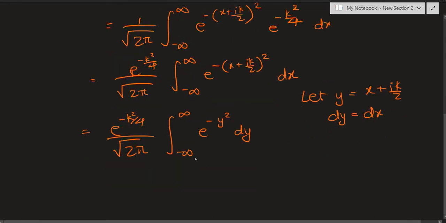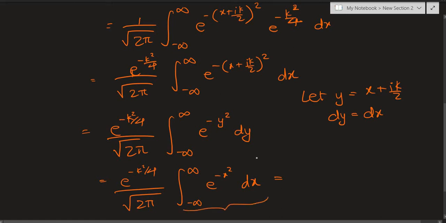And now by the properties of definite integration, it doesn't matter what variable you have inside the integrand, as long as you have the same upper and lower bounds and the same structure of the integrand, it's still the same integral. So you can just interchange the variables if you want. So you'll have e raised to negative k squared over 4 divided by square root of 2 pi times the integral from negative infinity to infinity of e raised to negative x squared dx. And now notice that this is nothing but the Gaussian integral, right? This integral is nothing but the Gaussian integral.